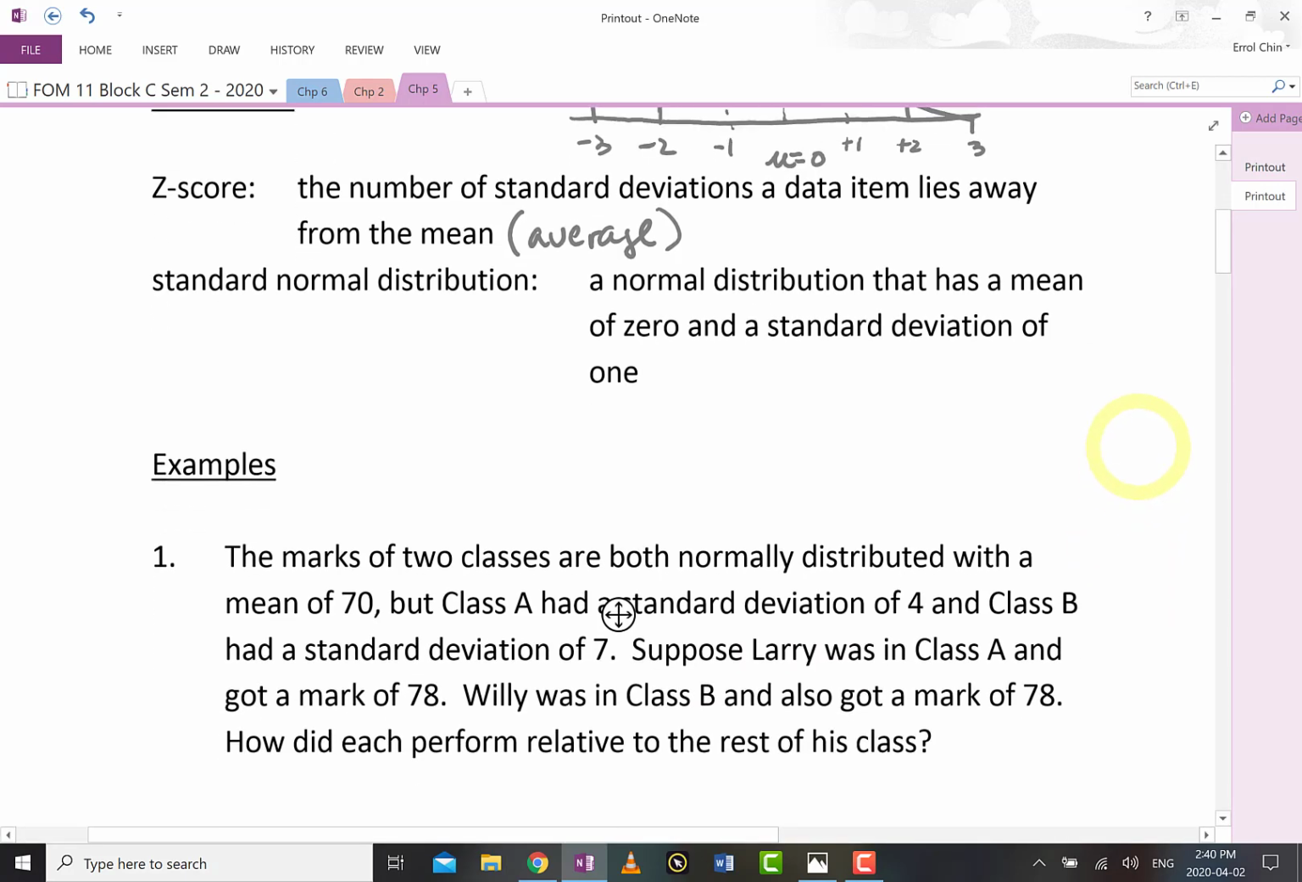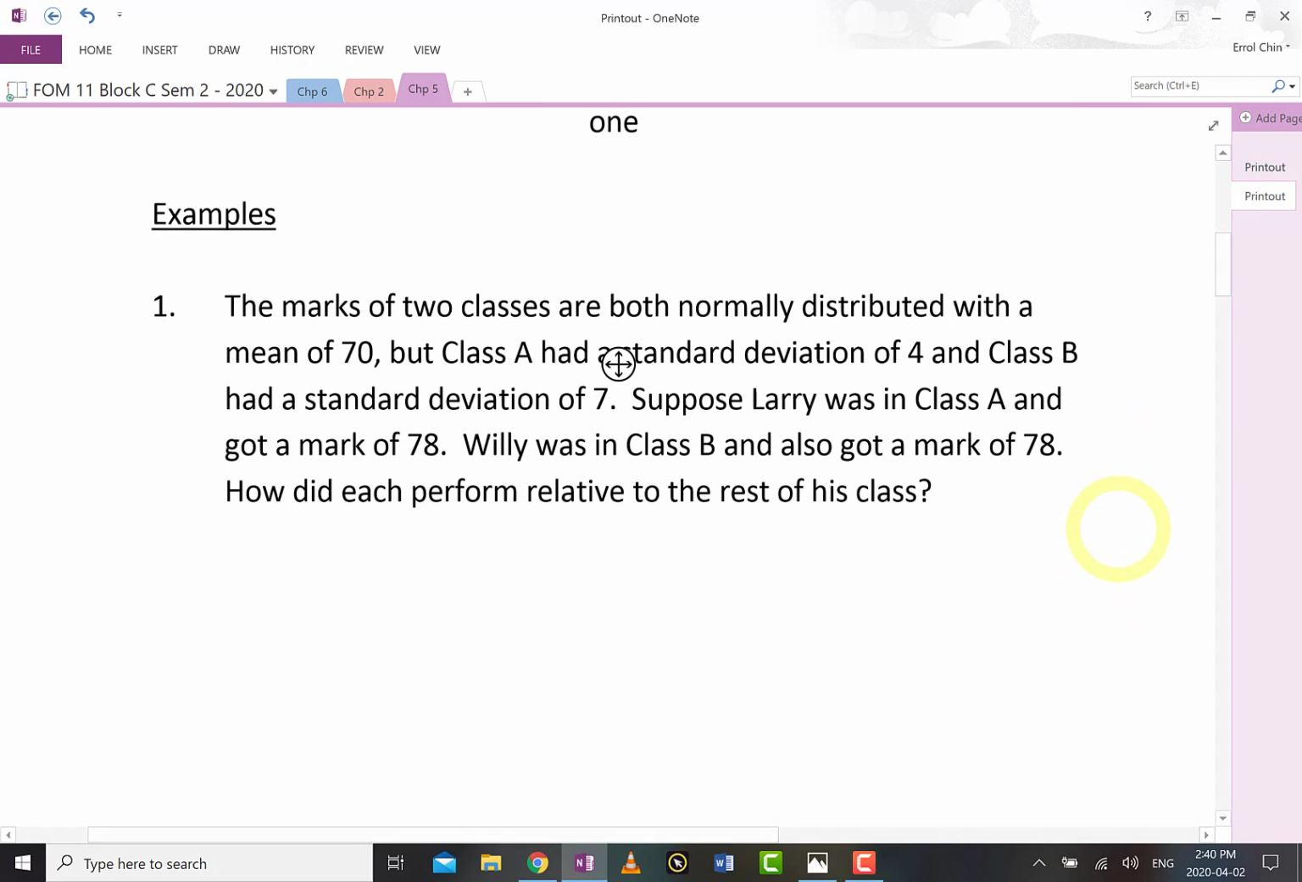So let's take a look at example number 1. It says the marks of two classes are normally distributed with a mean of 70, but class A has a standard deviation of 4 and class B has a standard deviation of 7. Suppose Larry was in class A and got a mark of 78. Willie was in class B and also got a mark of 78. How did each perform relative to his class?